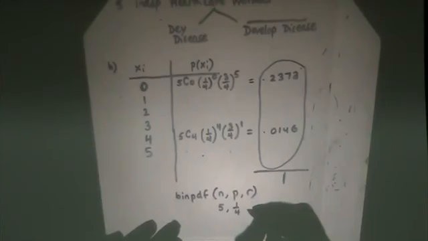Oh, of course. So each one of these is binomial PDF of n and p and r, where r ranges from 0 through 5. P is 1/4, n is 5, and r changes.